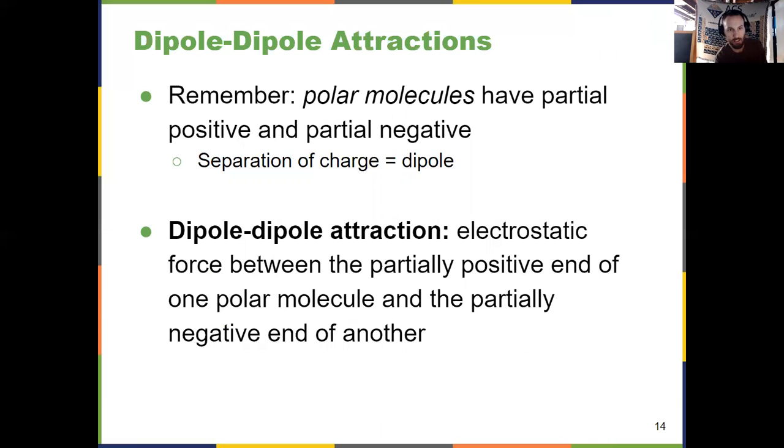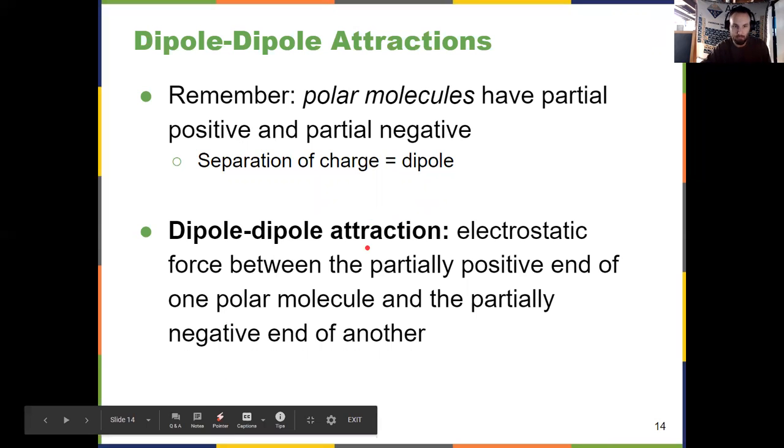Dipole-dipole IMFs are seen in polar molecules. You have to have a polar molecule. And it's kind of like a London dispersion force, except instead of having that temporary dipole, polar molecules have permanent dipoles, meaning they have a permanent partial positive and a permanent partial negative. And those things are attracted to one another all the time, the opposite charges, the negative dipole and the positive dipole. And they have that electrostatic attraction. That is a dipole-dipole force.